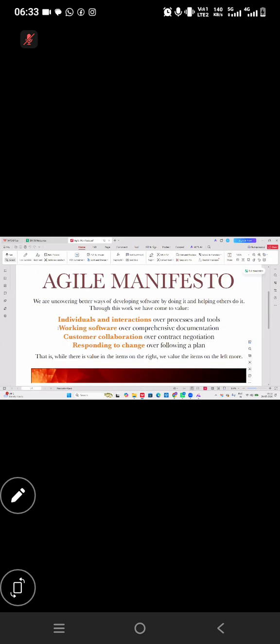This is the first one. The second one we are talking about is working software over comprehensive documentation. Please understand, in Agile we are not delivering the entire product. We are delivering a small piece of working software only. Two interview questions: what is the duration of the sprint? The duration of the sprint is 1 to 4 weeks, but the sprint we are following is 2 weeks.